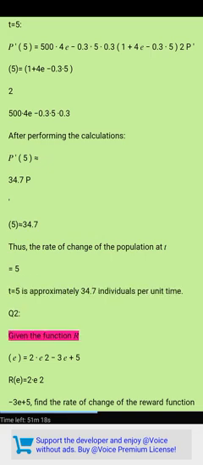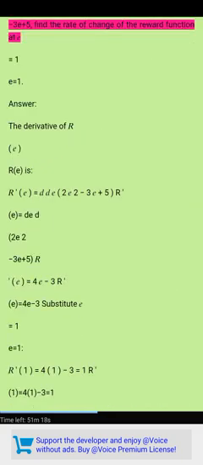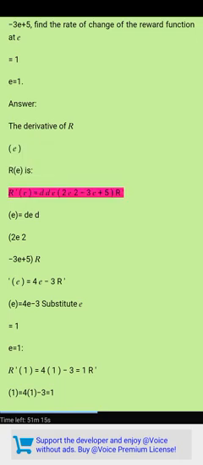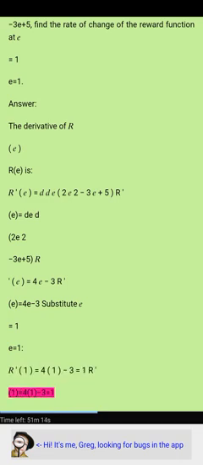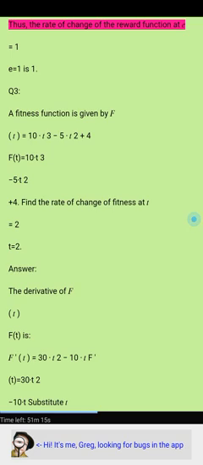Q2. Given the function R(E) = 2E^2 - 3E + 5, find the rate of change of the reward function at E = 1. Answer. The derivative of R(E) is R'(E) = d/dE (2E^2 - 3E + 5) = 4E - 3. Substitute E = 1. R'(1) = 4(1) - 3 = 1. Thus, the rate of change of the reward function at E = 1 is 1.